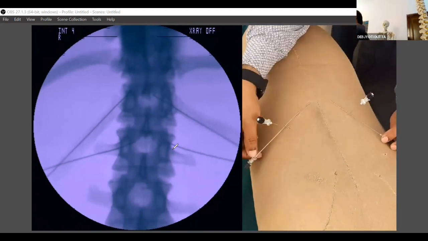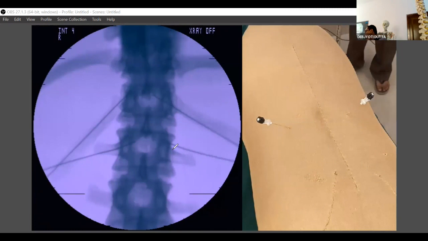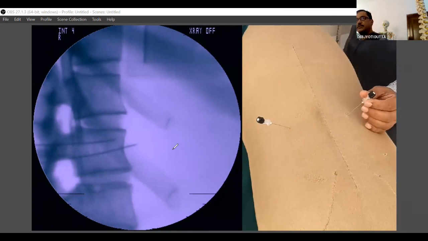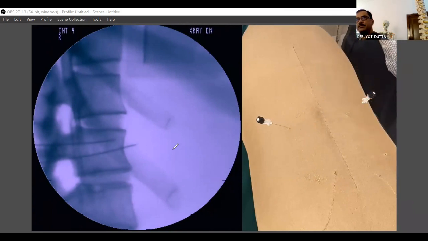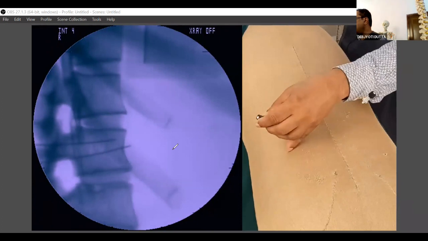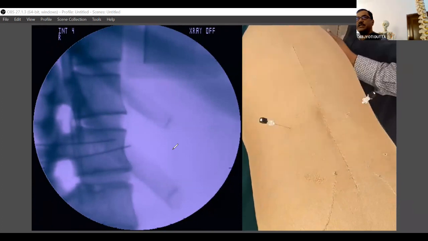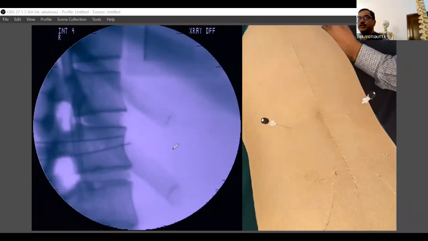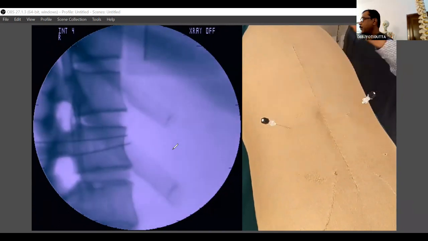I'm taking out this needle. That was basically a marking. So you see, in this picture, just here, like the lumbar sympathetic, I was initially touching the vertebral body. Now I have just missed the vertebral body. So here is your end point.